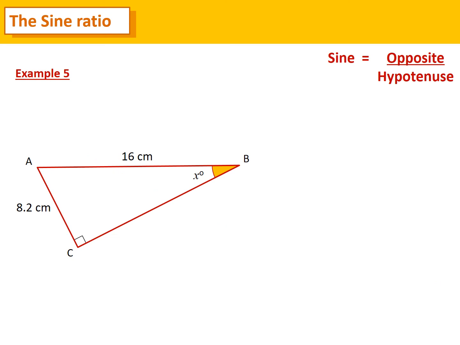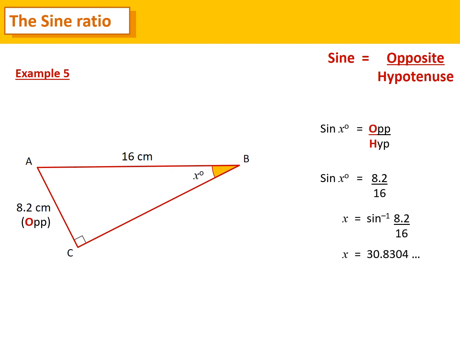In example 5, we've got x, the unknown angle, and remember the eye of the angle looks at the opposite side. 8.2 is the opposite side, 16 is the hypotenuse. The sine of the angle is the ratio of the opposite divided by the hypotenuse, so that's 8.2 divided by 16. We write x equals inverse sine of 8.2 divided by 16. Type that into our calculators and round off to 1 decimal place.